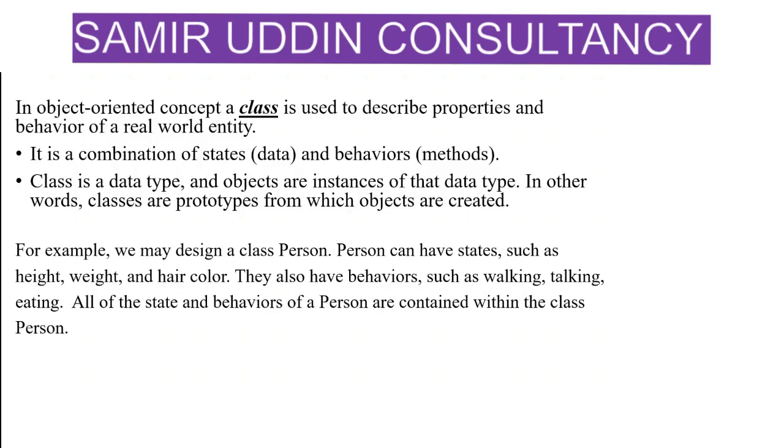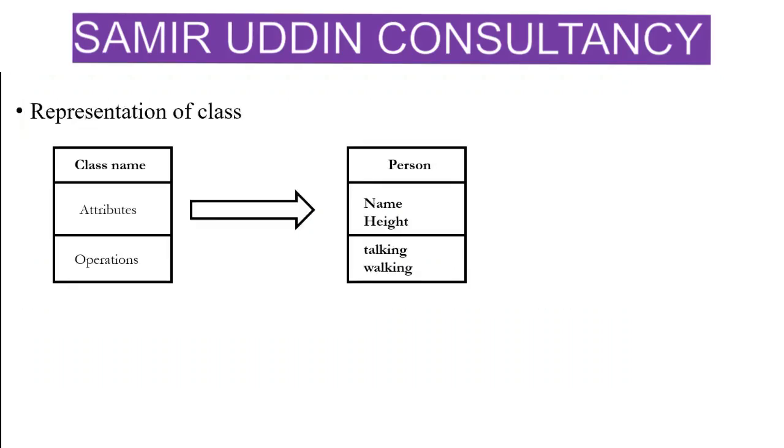For example, we may design a class person. A person can have states such as height, weight, hair color. Persons also have behaviors such as walking, talking, eating. All of these states and behaviors of a person are contained within the class person. They are mapped inside the class. This is how we can represent a class: class name, person; attributes, name, height; operations, walking, talking.